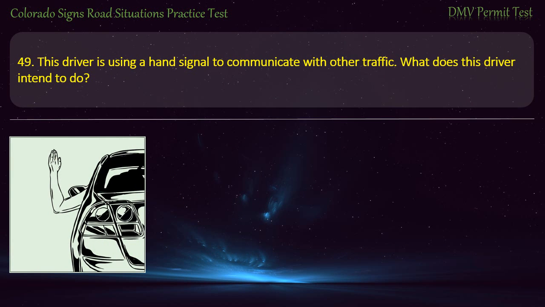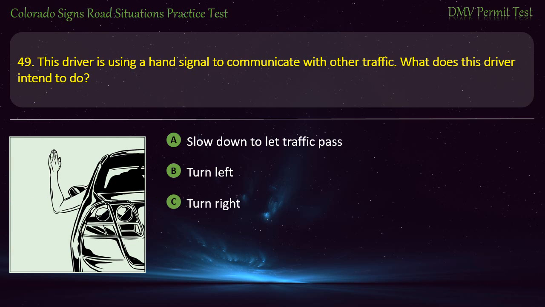Question 49. This driver is using a hand signal to communicate with other traffic. What does this driver intend to do? Slow down to let traffic pass. Turn left. Turn right. Slow down or stop. Answer. Turn right.